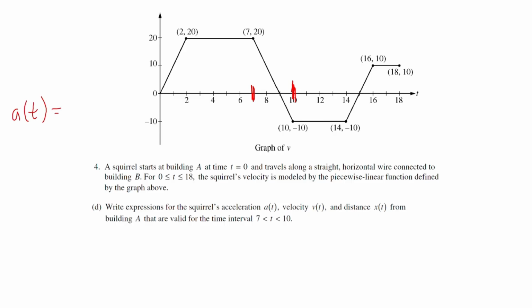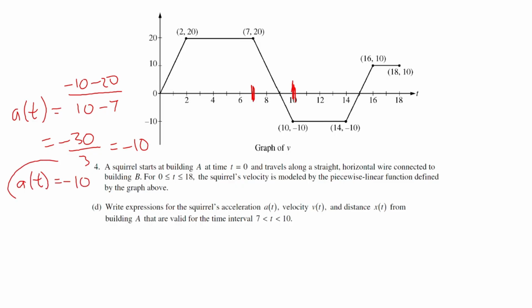A of t should just equal whatever that slope is. That slope is always the same. So we'll do y2 minus y1. So we can do negative 10 minus 20 divided by 10 minus 7, which is just going to give us negative 10 minus 20 is negative 30. And divide that by 3 gives you negative 10. So a of t is just equal to negative 10. So you get 1 point there just for finding a of t.